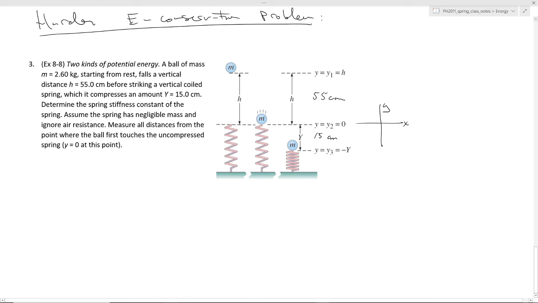And what are we trying to find? We want to know what k is. What is k? Our spring constant. So remember, this is the spring constant that appears in the spring force, negative kx, as well as our potential energy due to a spring, 1/2 kx squared. Okay, so I think it's useful to set this one up in kind of stages, so you can see.